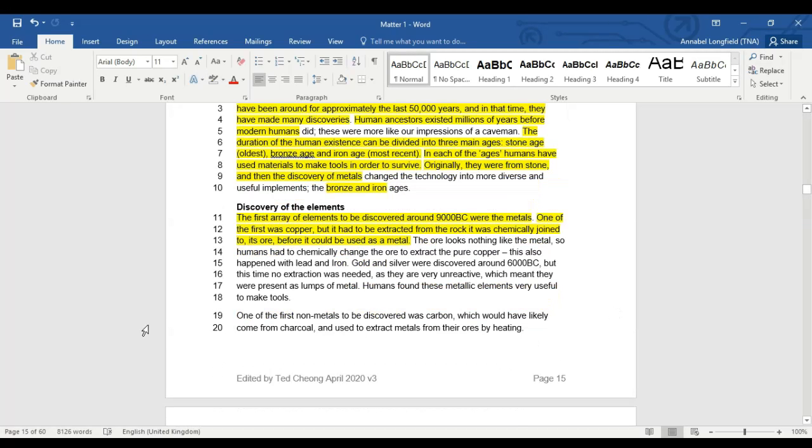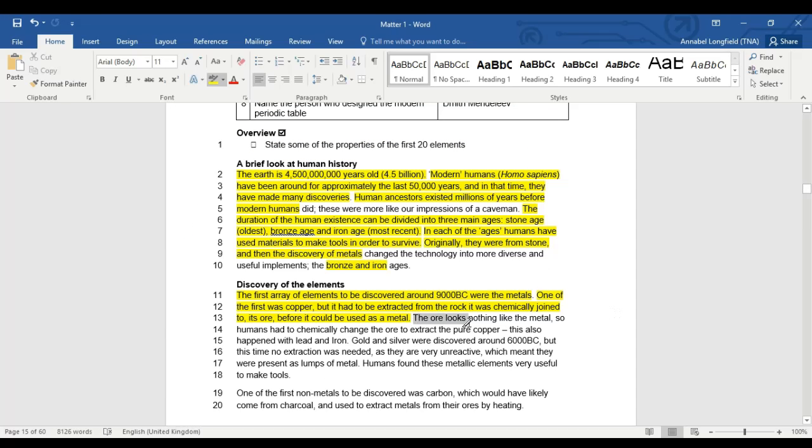Now, you do need to be aware of what an ore actually is, because it's quite important later on. So, make sure that you highlight the word ore and then note down what it means. So make sure that you write that ore is a rock that basically contains a mineral, and an example of that is mostly metals.